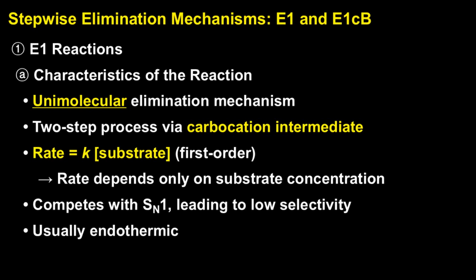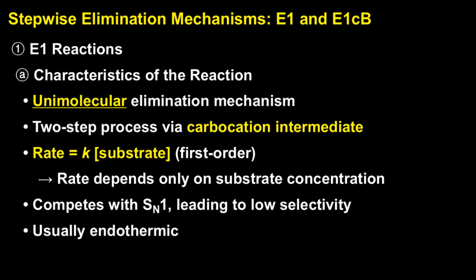Let's start with the E1 reaction. E1 stands for elimination unimolecular, which tells us that the rate-determining step only involves the substrate. The mechanism happens in two steps. First, the leaving group leaves and a carbocation forms. Then, a base removes a beta hydrogen and a double bond forms in its place. Since the first step is slow and only involves the substrate, E1 follows first-order kinetics. So the rate law looks like this. Rate equals k times the concentration of the substrate.